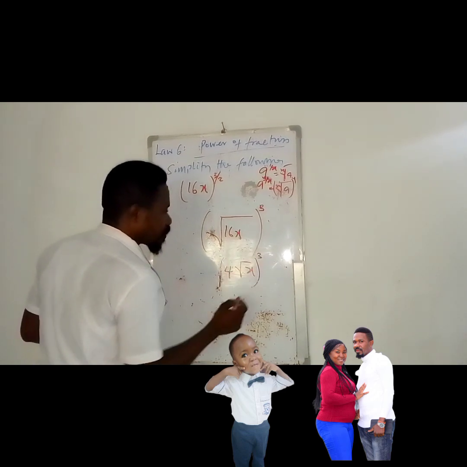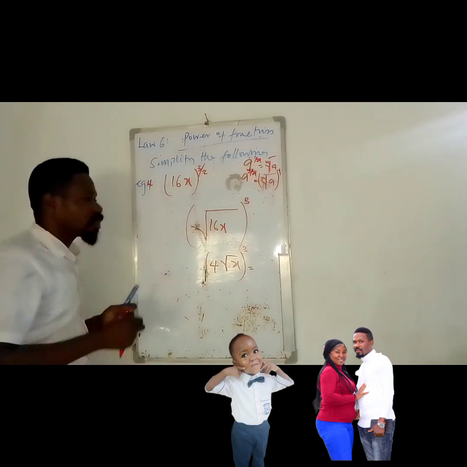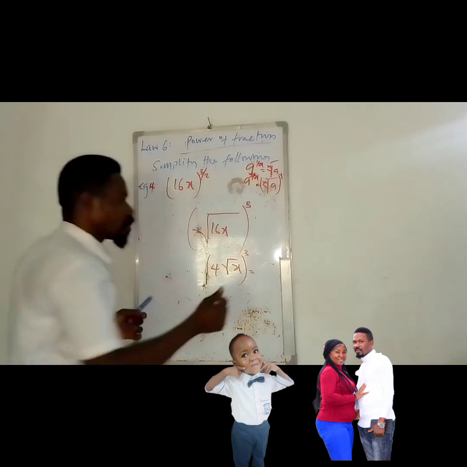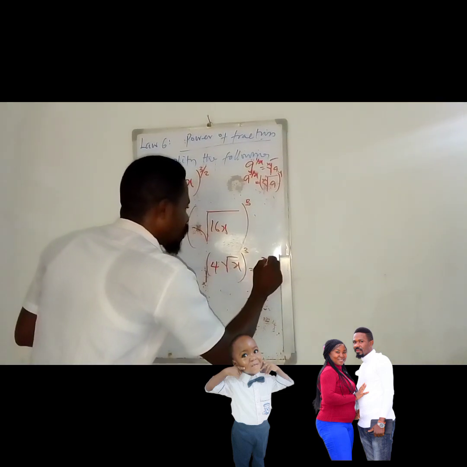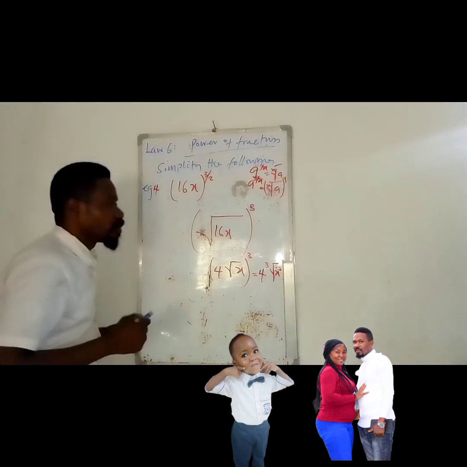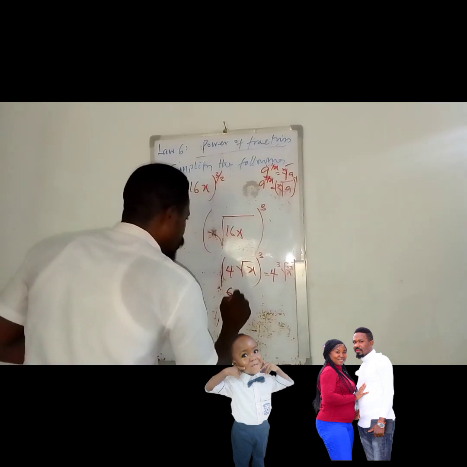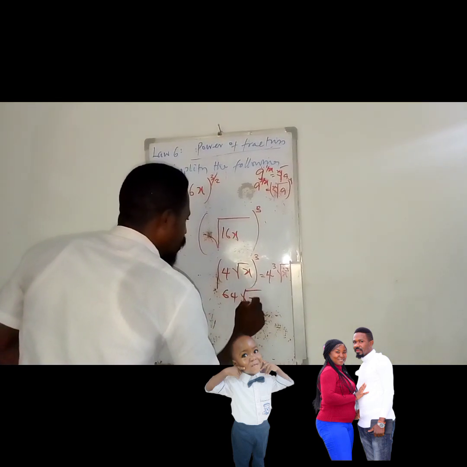3. So the final answer, 4 raised to power 3, meaning 4 times 4 times 4, root x raised to power 3. And this is supposed to give us 64 root of x raised to power 3.